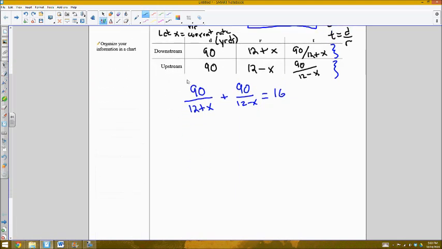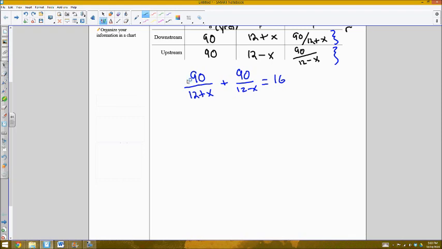Okay, so from here, we have an equation. I'm going to solve this equation using any of the methods that we've done to solve. First, I'd like to get rid of all the fractions, so I'm going to multiply by the LCD, which is 12 plus x times 12 minus x. When I do that, I'll have to distribute those values.